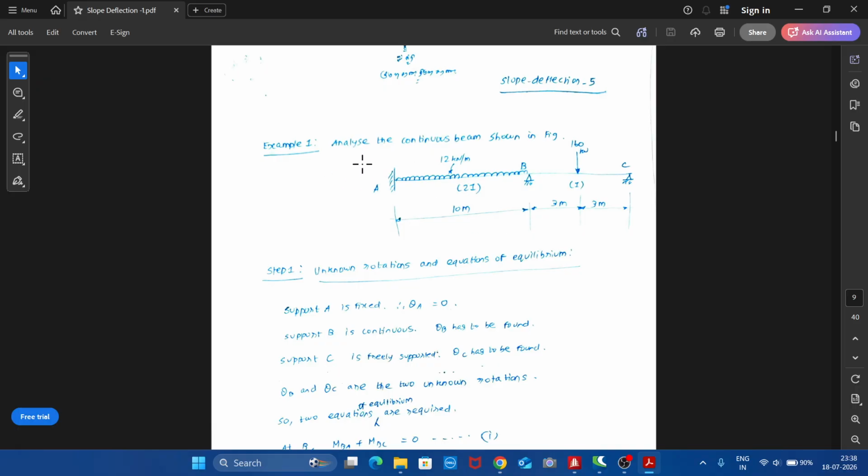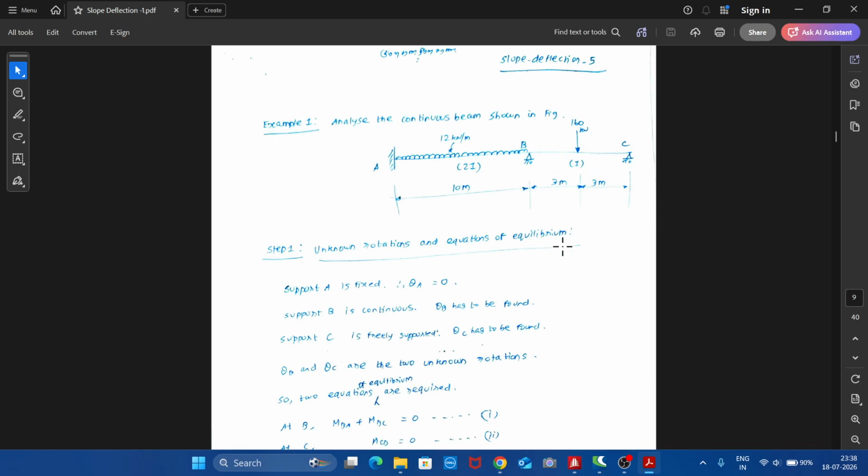So let us take an example of a two-span continuous beam, span ABC. Span AB is 10 meters and BC is 6 meters. AB is subjected to a UDL of 12 kilonewton per meter and BC is subjected to a central point load of 160 kilonewton. The moment of inertia of span AB is 2I and of span BC is I. The first step in the slope deflection method is identifying the unknown rotations and forming the equations of equilibrium.